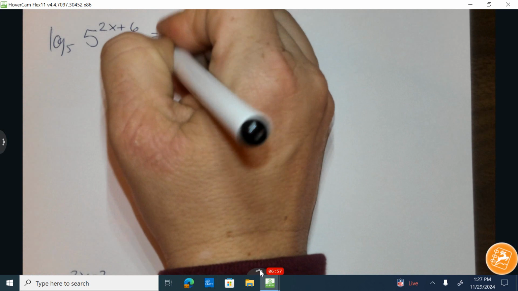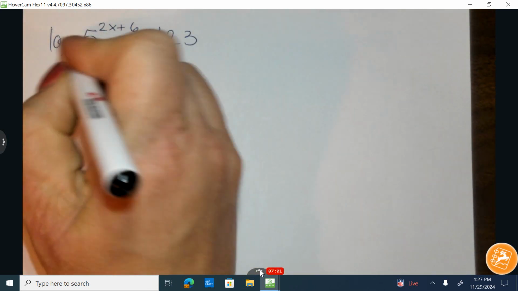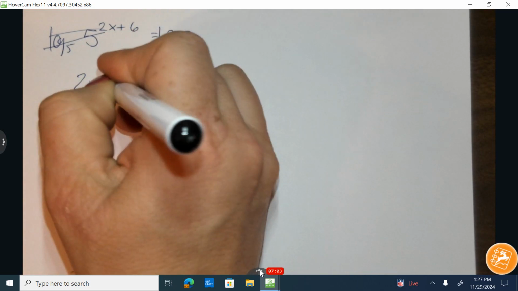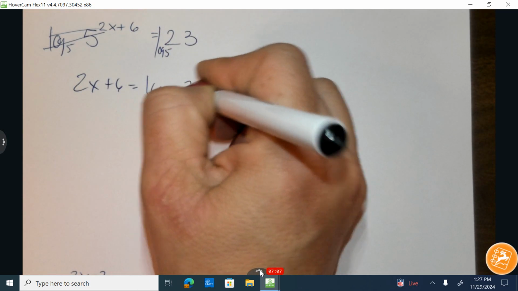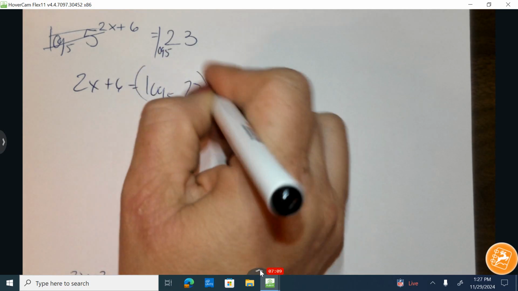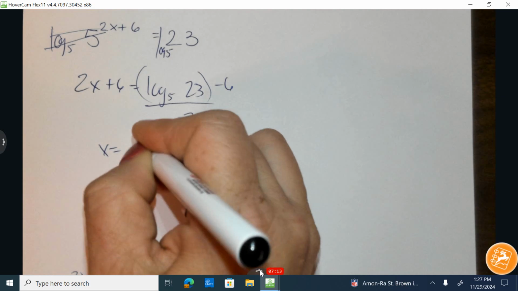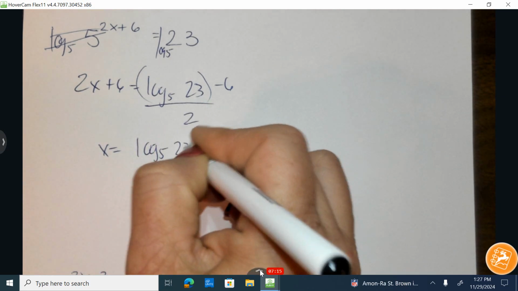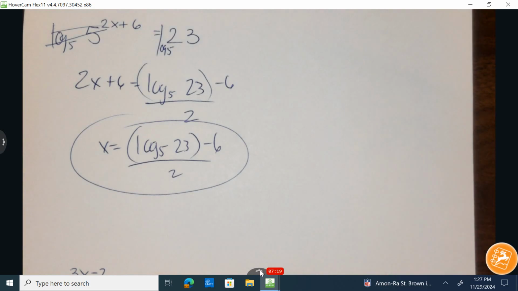Whatever I do to the left, I must do to the right. And the base of the log is determined by this value. I bring down 2x plus 6 equals log base 5 of 23. And then I'm going to subtract 6 to the other side and divide by 2 to isolate the x. Log base 5 of 23, subtract 6, and divide by 2. An exact answer.